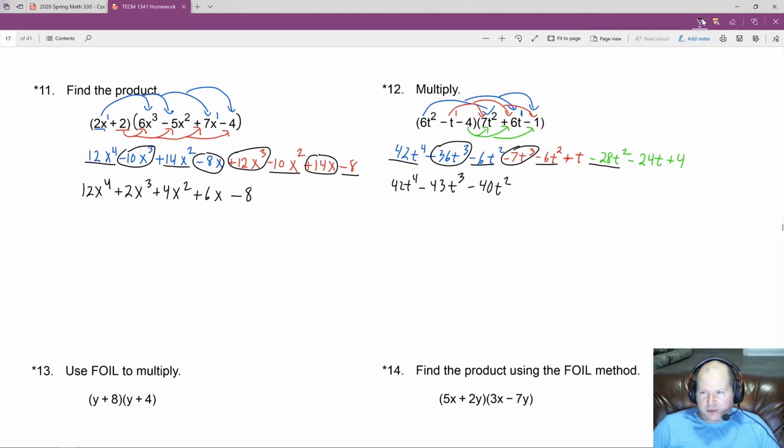Then finally we end up with the first power, so we have a t here, just a 1t, and over here we have a negative 24t, which would give us a positive 1 minus 24, which gives me negative 23t. And then finally, we have a constant there at the end, so we just tack back on the 4.